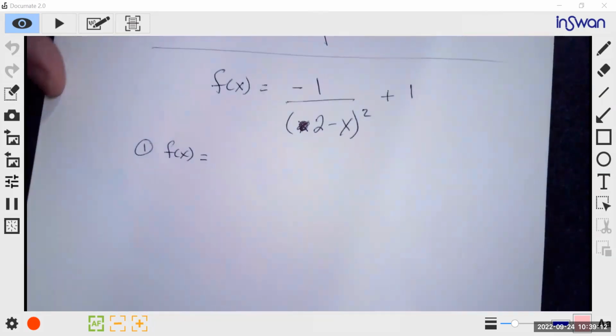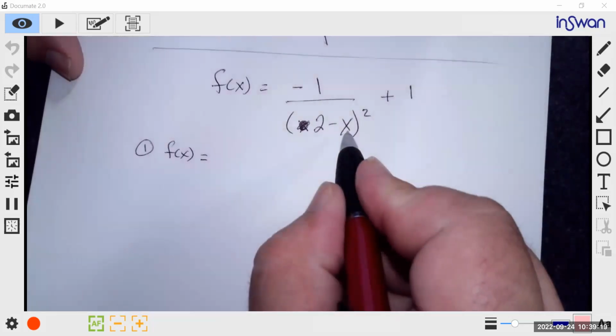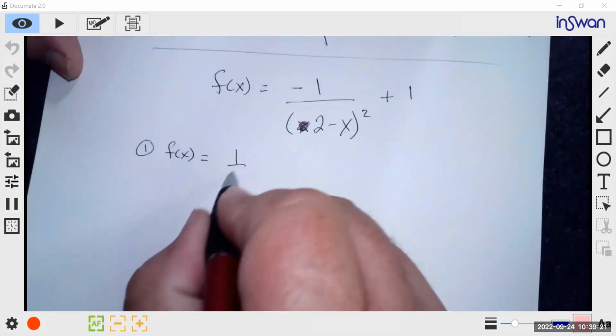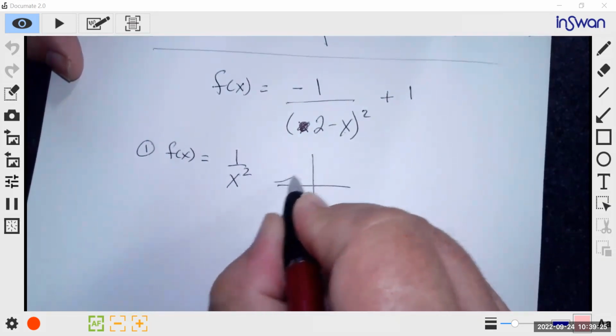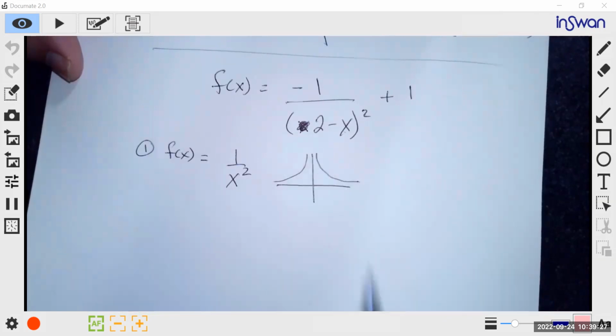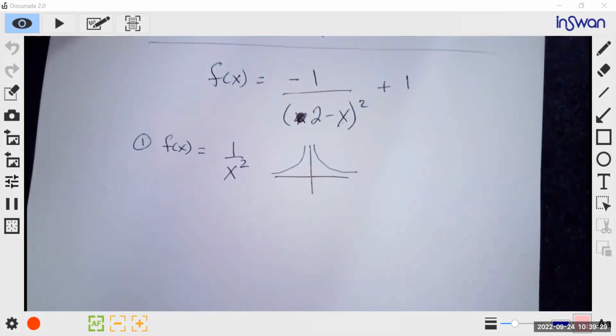What's the basic function? Rational squared, because x is on the bottom, so it's 1 over x, and it's squared. Very good. And that looks like the Atari symbol, because you can't have negative answers.